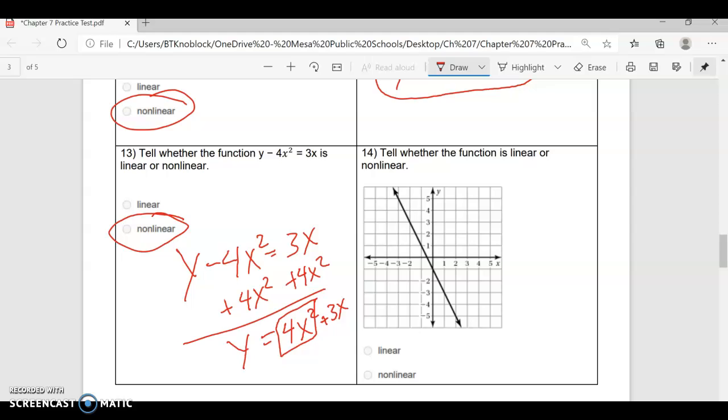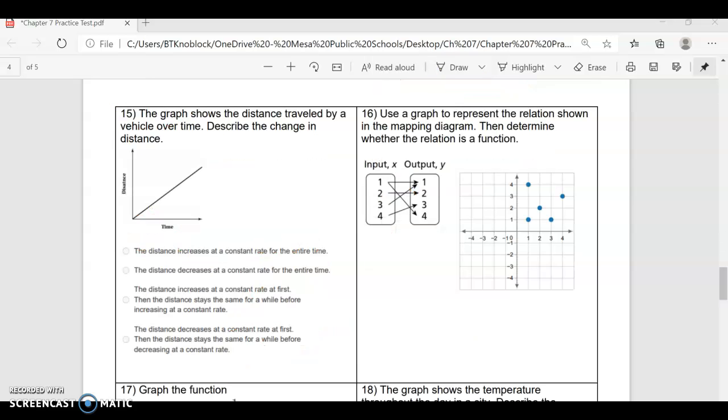Number 14, this is an easy one. That's a straight line, so that's linear. If it makes a straight line, it is linear. Number 15, the graph shows the distance traveled by a vehicle over time. Describe the change in the distance. So, if we look at the graph, it's increasing at a steady rate. So as the distance increases, the time is increasing. So that would be this first one right here. The distance increases at a constant rate for the entire time.